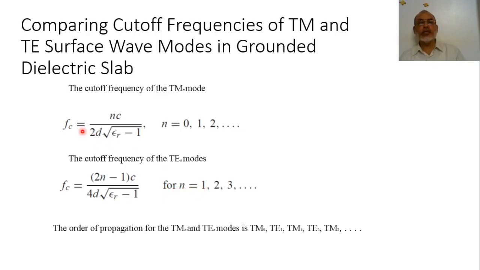So the first cutoff frequency would be TM0. The following one would be TE1. Then the following one would be TM1. Then TE2, TM2, and so on. So the order of propagating transverse magnetic and transverse electric modes is TM0, TE1, TM1, TE2, TM2, and so on.